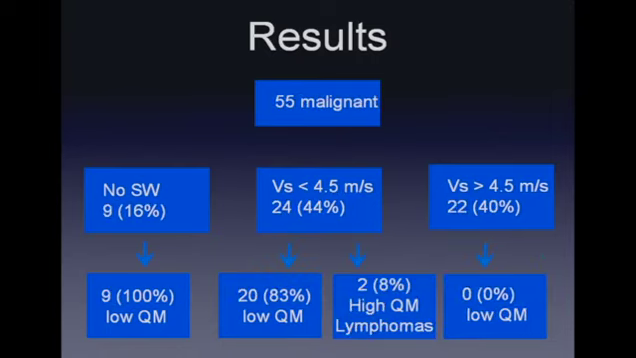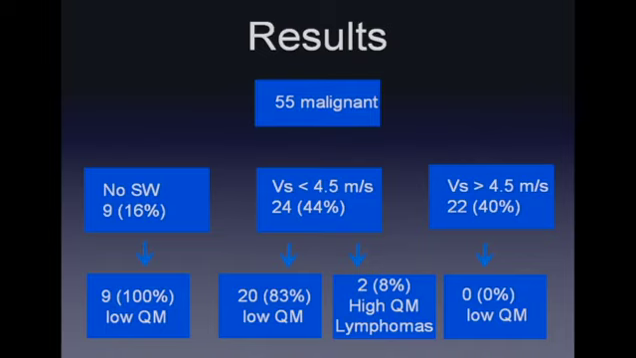If we look at the 55 malignant lesions, there was no shear wave signal in 9 or 16%, and all of these gave us a low quality measure. If we look at the false negatives, there were 24 or 44%, and of these, 83% had a low quality measure. So for the vast majority of the false negative cases, we were able to know that based on the low quality measure.